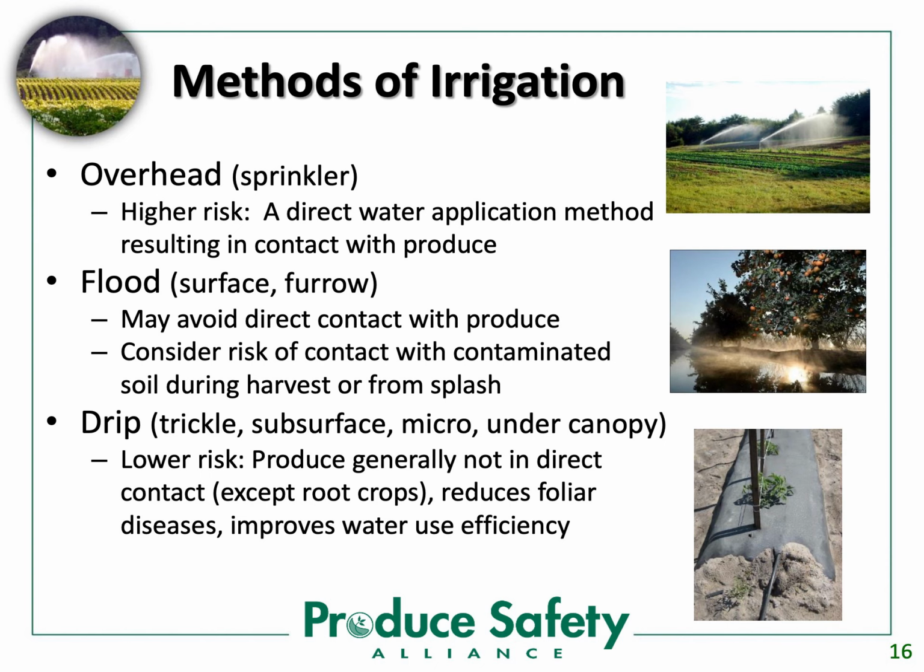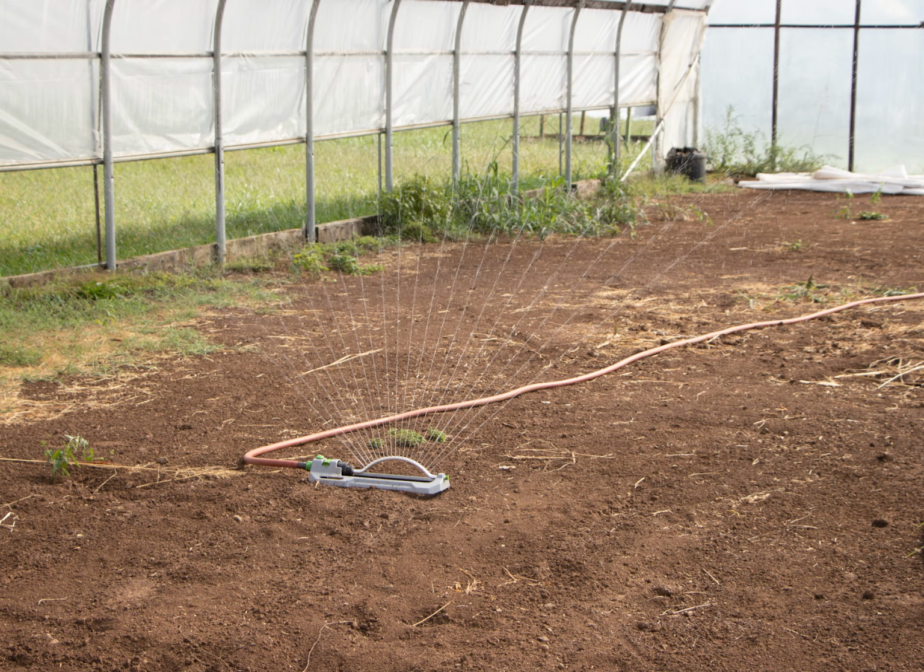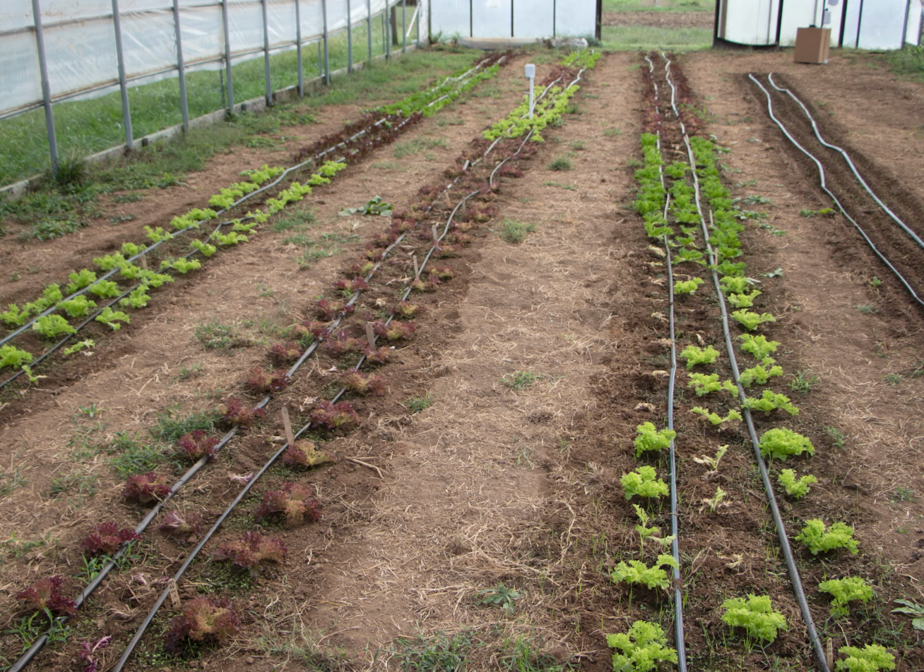In addition to the water source of production water, the application method and timing of that application can also impact the potential for contamination of produce. Primary ways that water is delivered to crops are through overhead irrigation, surface, flood, or furrow irrigation, and drip irrigation. Overhead irrigation is the most risky method because it allows water to directly come into contact with the edible portion of the crop. In contrast, drip irrigation is the least risky method because water does not come into direct contact with the edible portion of the crop, with the exception of root vegetables.